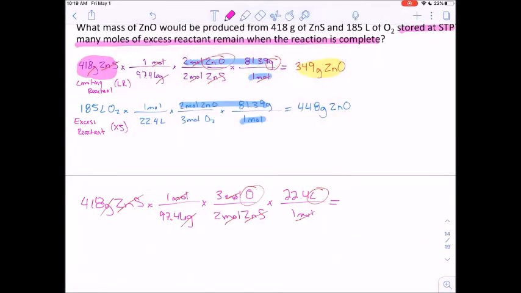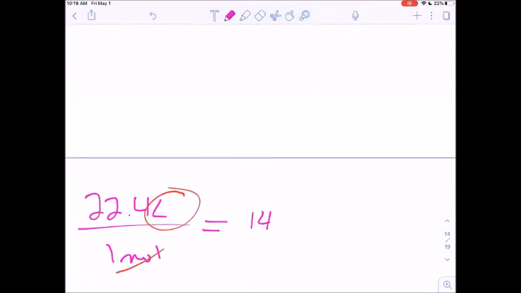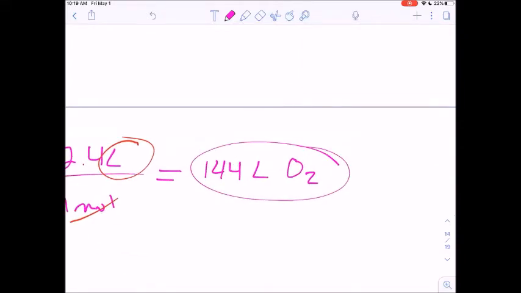When I do that, I get 144.11 liters, which with significant digits rounds to 144 liters of O2. Now there's something I want you to write after this every time you solve from your limiting to your excess. This is how much you used. This is not your final answer.